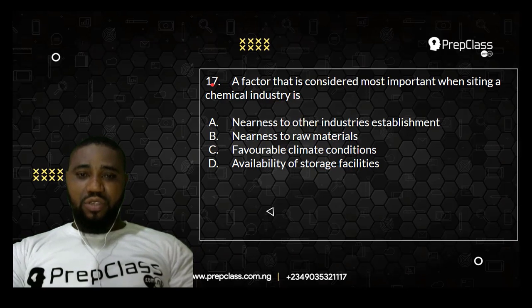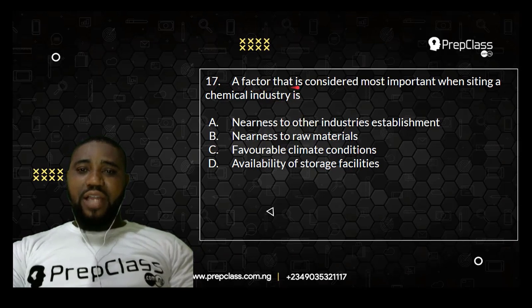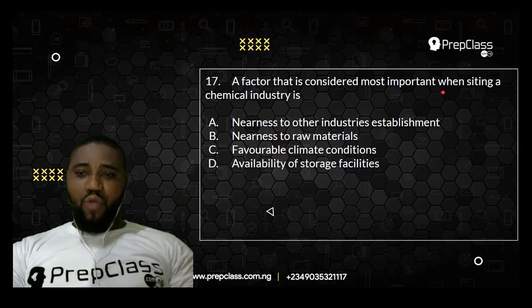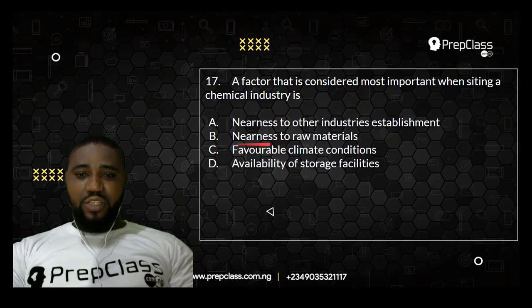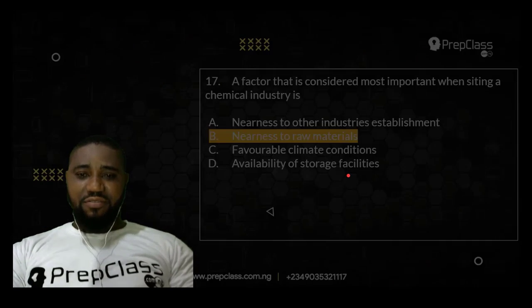Question number 17. This one says, a factor that is considered most important when citing a chemical industry is: A, is it nearness to other industries establishment? B, is it nearness to raw materials? C, is it favorable climatic conditions? And D, is it availability of storage facilities?